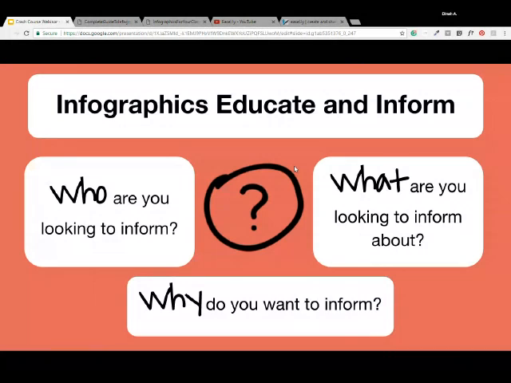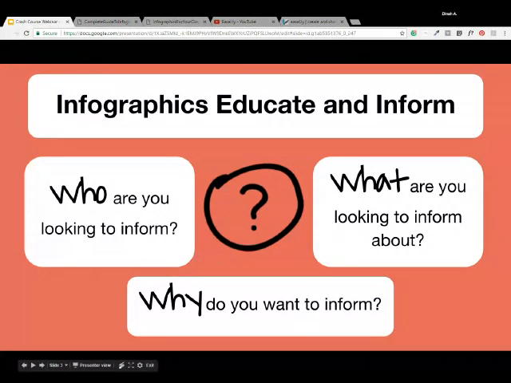Also, you're going to want to figure out, what are you looking to inform about? And a lot of you may already have that idea of what you're looking to inform about. But one key thing here is that you really want to narrow down your topic, as there is limited space in an infographic. So when you're thinking about this, also think about how much you can narrow down in terms of what you are looking to inform about.